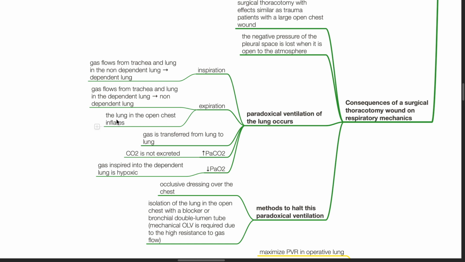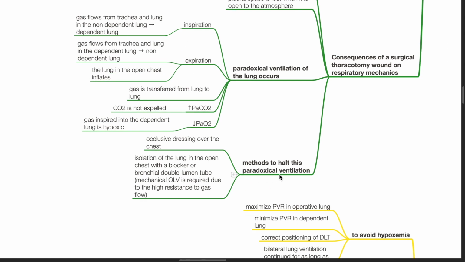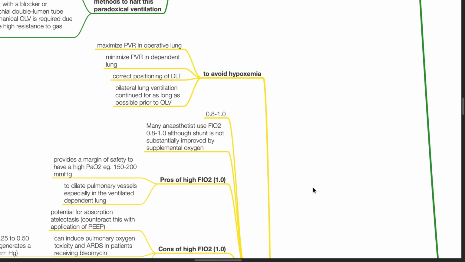The lung in the open chest inflates. Gas is transferred from lung to lung. There is increased PaCO2 as CO2 is not expelled, and decreased PaO2 as gas inspired into the dependent lung is hypoxic. Methods to halt this paradoxical ventilation: occlusive dressing over the chest, or isolation of the lung in the open chest with a blocker or double lumen tube.